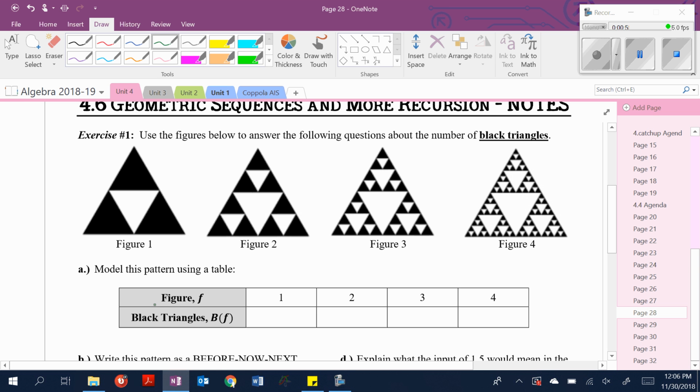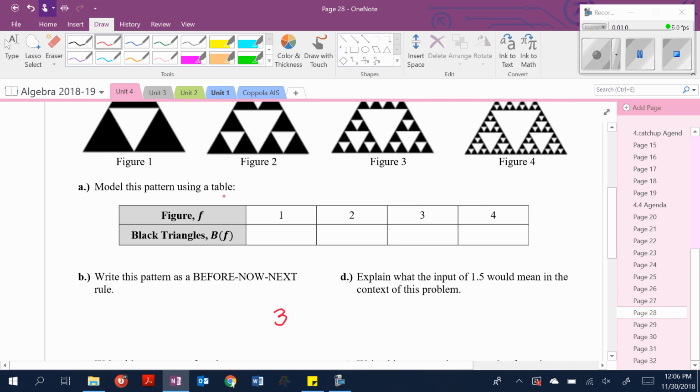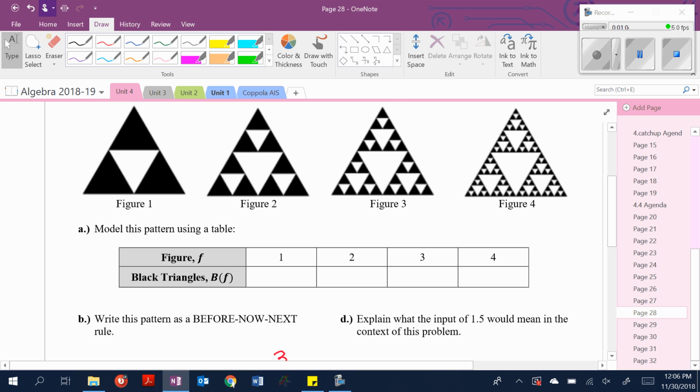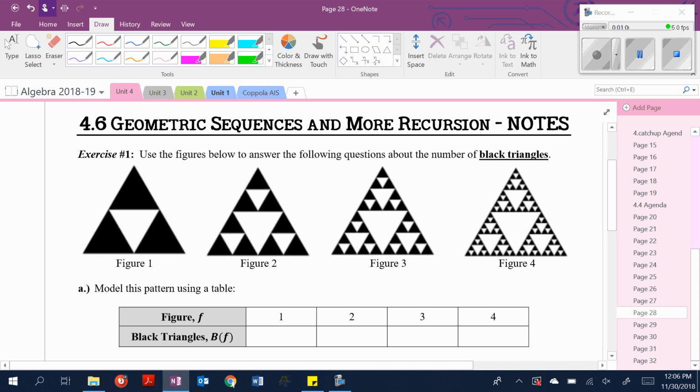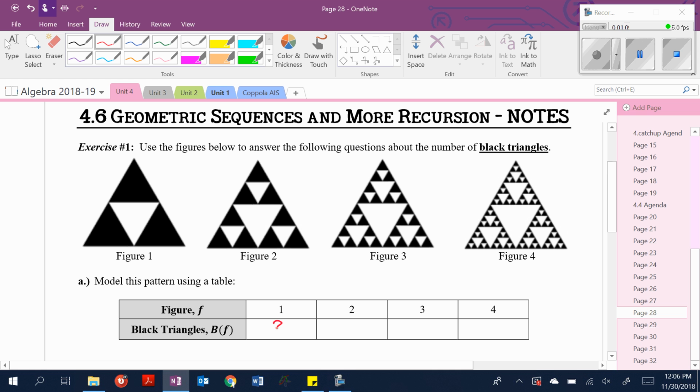So we were counting up the number of black triangles, and in figure 1 we had 3, figure 2 we had 9, figure 3 we would have 1, 2, 3. Oh my goodness, I don't want to do all that, but I think that if we did end up counting all of those, we would end up with 27. And then in figure 4 we would have 81, and if there was a figure 5 on our paper, we would have 243.